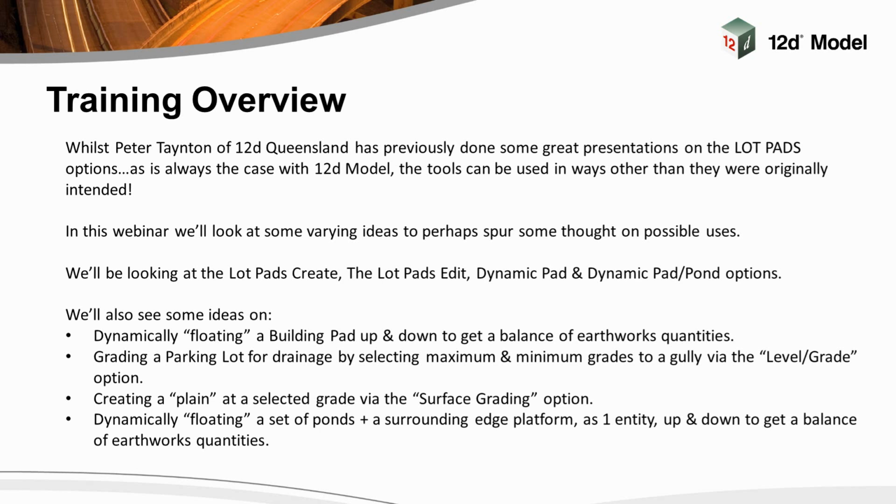quantities, grading a parking lot for drainage by selecting maximum and minimum grades to a gully via the level grade option, creating a plane at a selected grade via the surface grading option, and dynamically floating a set of ponds and a surrounding edge platform as one entity up and down to get a balance of Earthworks quantities. Over to you, Alistair.